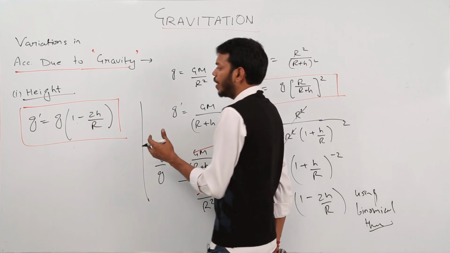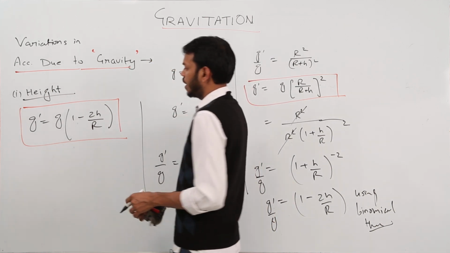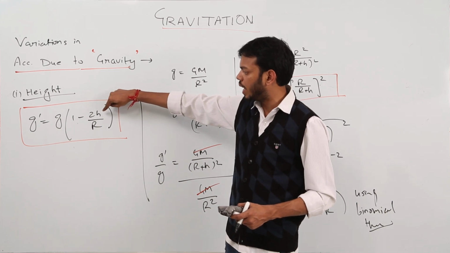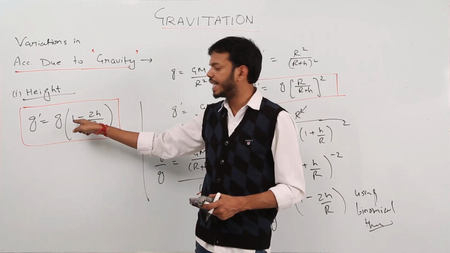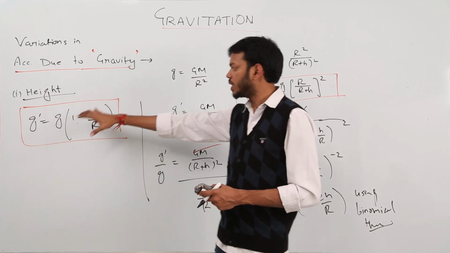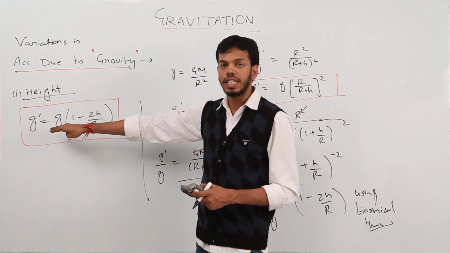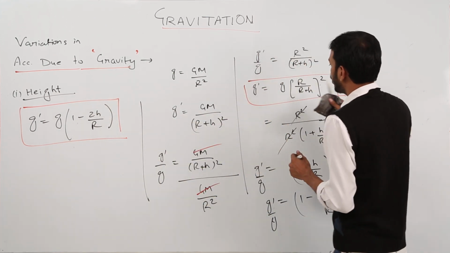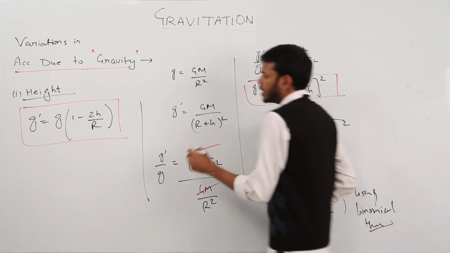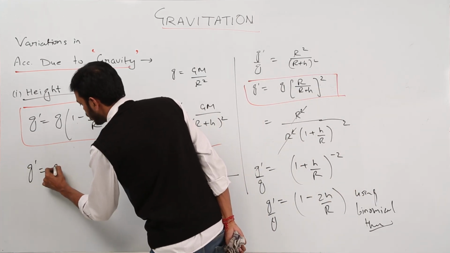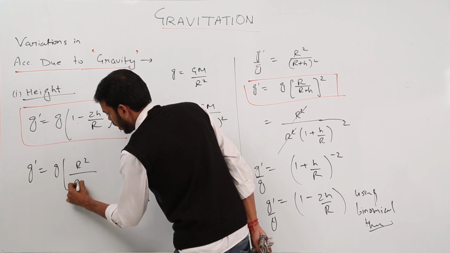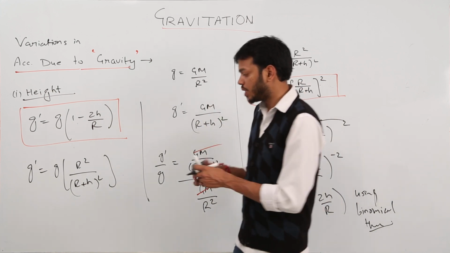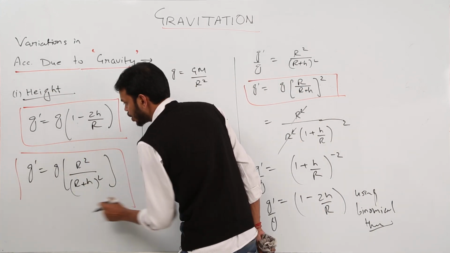See, this is how you have to find out. If you increase this value, if h tends towards r, this value will become greater than 1 and the whole expression will become negative. So this is how you can figure out that acceleration due to gravity is decreasing with the increasing value of height. Same way here also, we had this important formula, g dash is equal to g times r square over (r plus h) square, right?